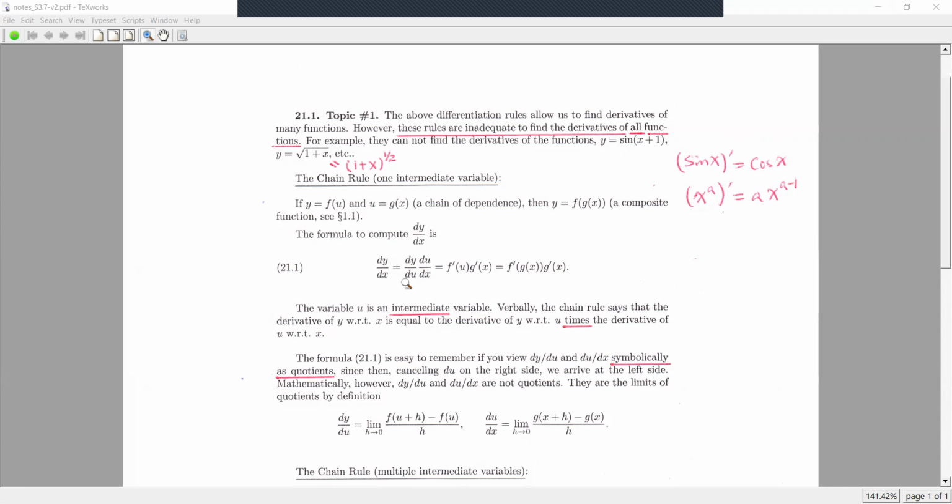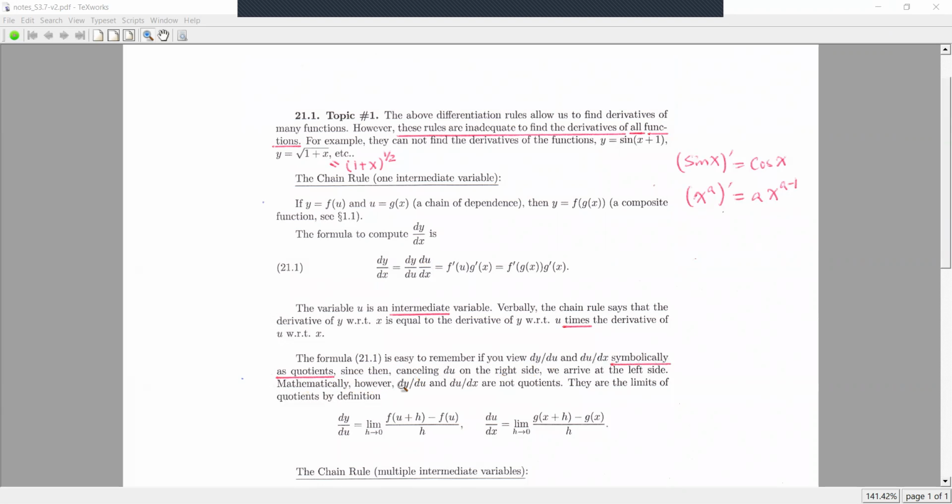So chain rule says that the derivative of this composite function is the product of the derivative of this function and the derivative of this function. We can plug in g of x in the u here to get this equation. The chain rule is easy to remember if you view dy/du and du/dx symbolically as quotients. Since then, canceling du on the right side of this equation, then we can get back to the left side.